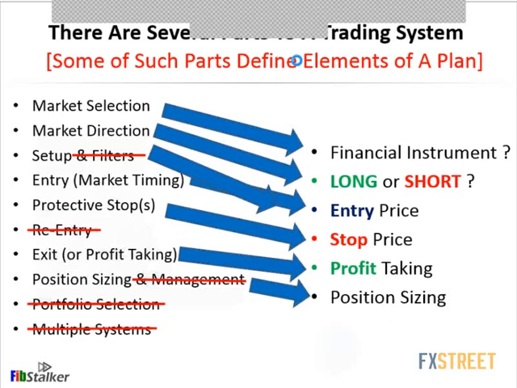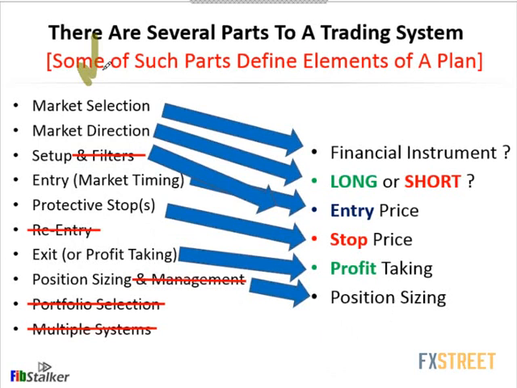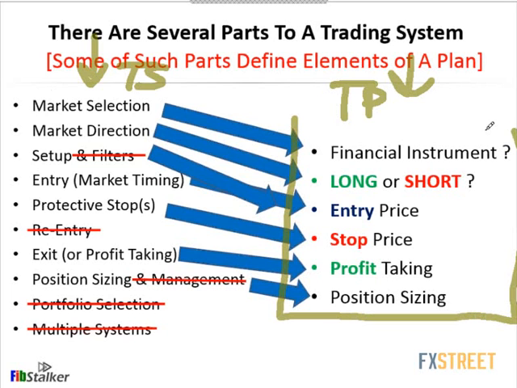So on the left here, we have the parts of a trading system, and on the right, we have the parts of a trading plan. Okay, so there is a difference between the trading plan and the trading system. The trading system is the logic, the rules that define a specific trading plan. A specific trading plan is just a list of things that you need, 6 things you need. What you trade, long or short, what is the price where you enter, what is the price where the market is telling you that you're wrong, that's the stop, and profit taking and position sizing. Okay, profit taking is the level where you exit the market.